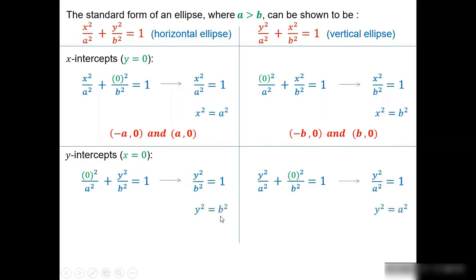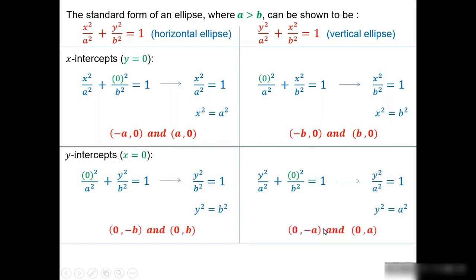Cross multiplying gives me that y squared equals b squared, or over here, y squared equals a squared. And taking the square root now gives me my y-intercepts. So notice something important here: in order to look at this equation, this value of a describes the x-intercepts, while this value of b describes the y-intercepts.